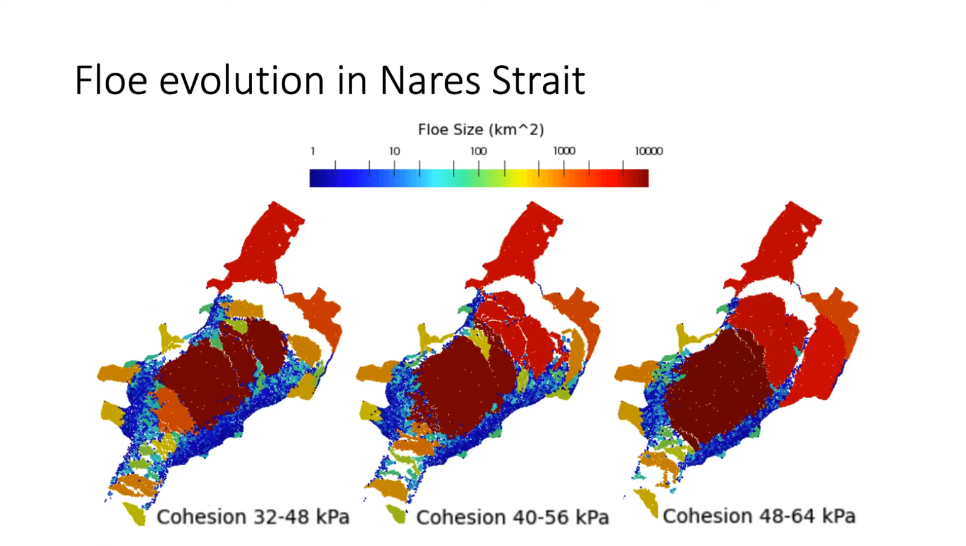We also looked at the floe size evolution in Nares Strait during our simulations for these different cohesion examples that we looked at. And this is visualized here in these three figures, where the different colors indicate the different cohesively connected floes and their corresponding size. You can see just qualitatively, and I'll show some plots in the next couple of slides, that we get smaller floes on the left and larger floes on the right-hand side, which is what you expect when you go from weak to strong again.